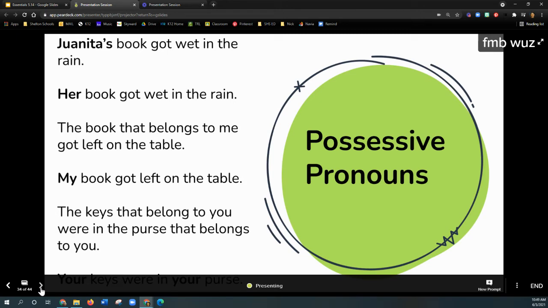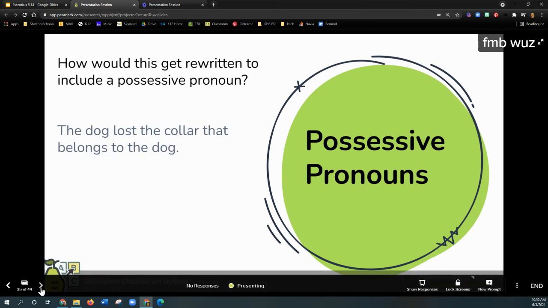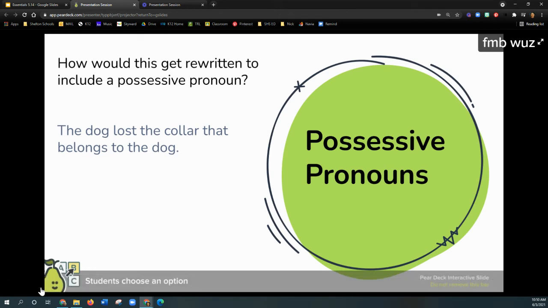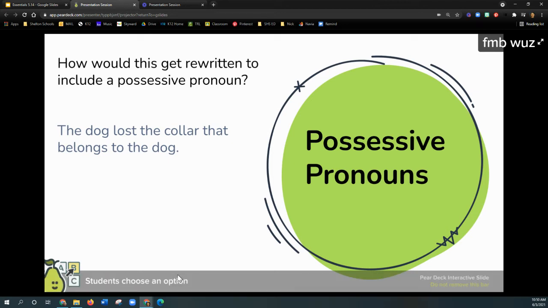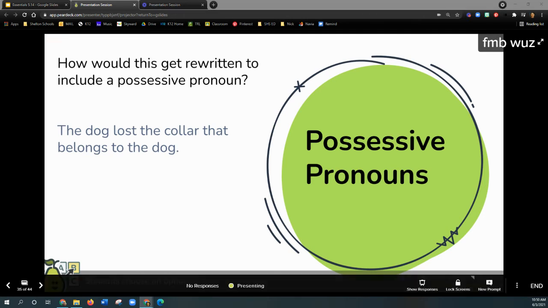So that's one more slide of all of them together. Let's try to practice now. If you click on the slide, you should be able to choose an option. I believe I did like an ABC thing. So which way would you write this sentence? The dog lost the collar that belongs to the dog. How can we shorten that?